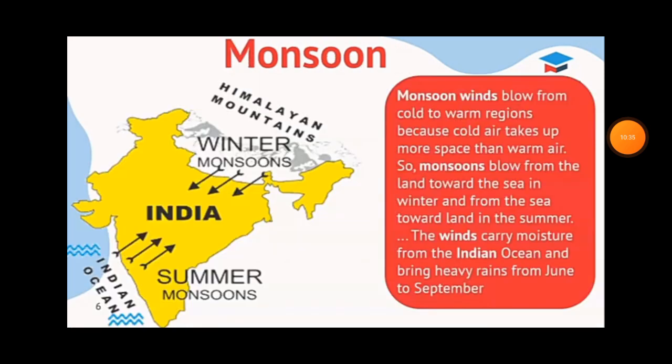Next we are going to see about the monsoon. The word monsoon has been derived from the Arabic word mausim, which means season. Meteorologists have developed a number of concepts about the origin of monsoons.